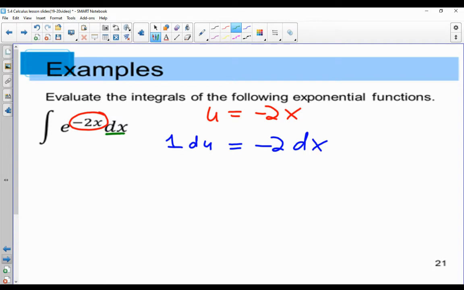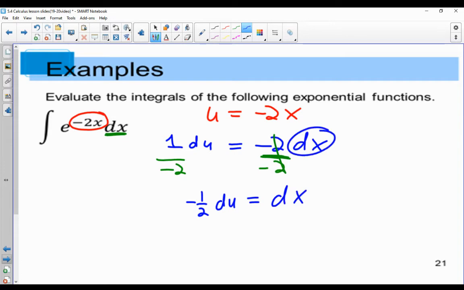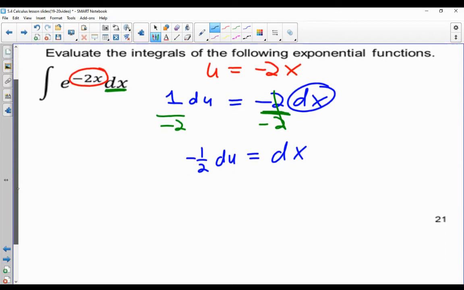And in this case, I only have dx. I'm not supposed to have negative 2 dx, so I'm going to have to get rid of that negative 2. So to get rid of the negative 2, I'm going to have to divide it to both sides. And that will give me negative 1/2 du, and that will be equal to dx.